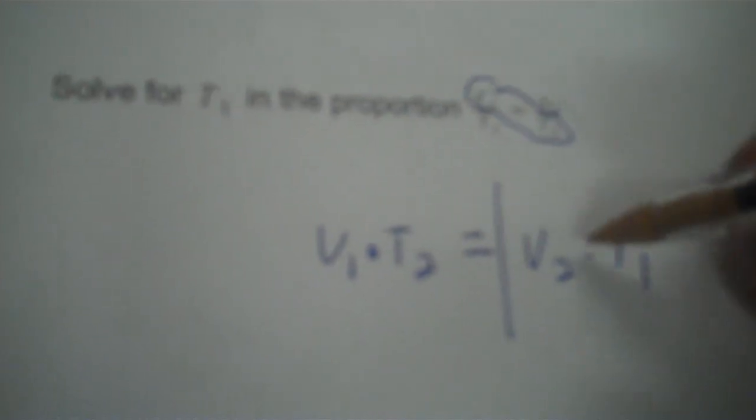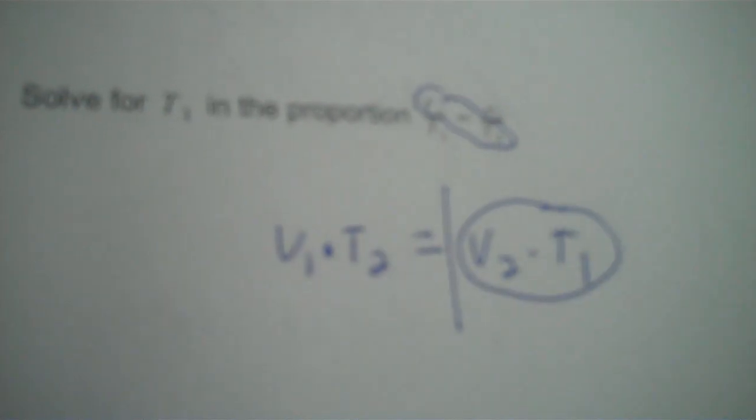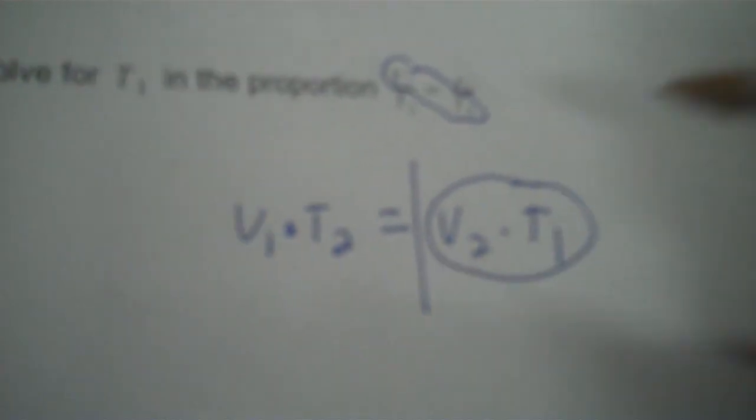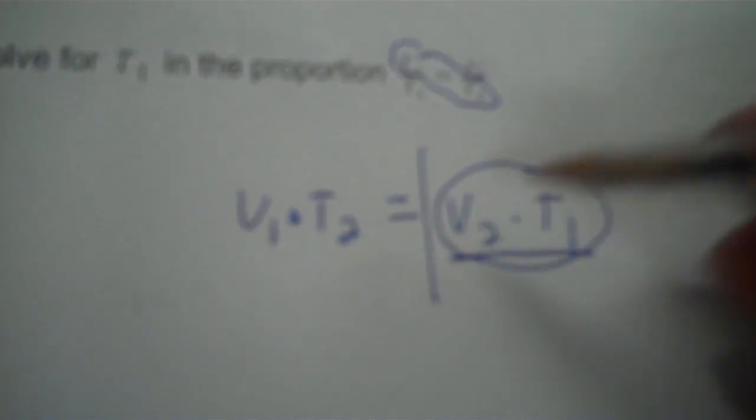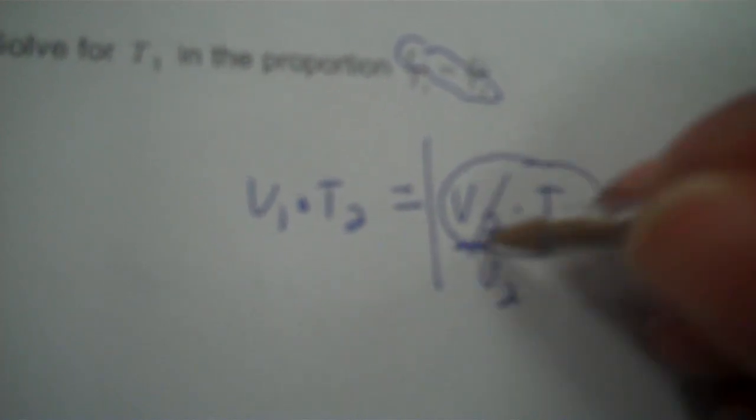Now we have to get the t1 by itself, so it's over here, it's got multiplication, there's no addition. So I want t1 by itself, so that means I would unmultiply the v2 by dividing by v2. And now t1 is by itself, it equals v1 times t2 divided by v2. Okay?